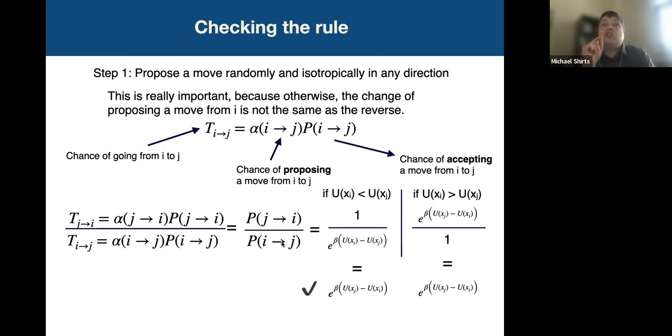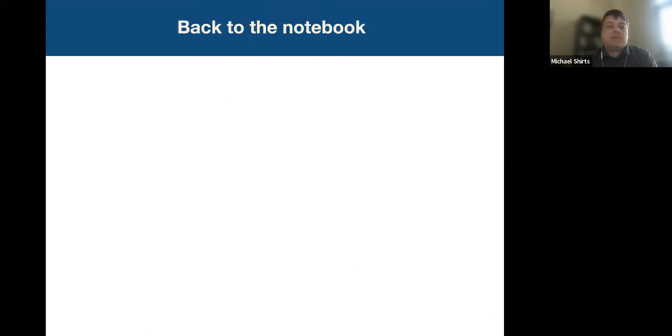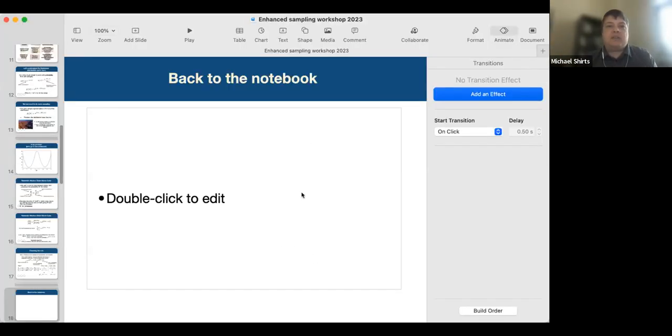Okay, so check. Now, it turns out there's other rules as well. Metropolis is not the only rule. There's Barker rule. There's a bunch of others. Metropolis ends up being better than most and pretty easy. So we do that. So yeah, that's step 2. Okay, so back to the notebook. Let's actually code this up.